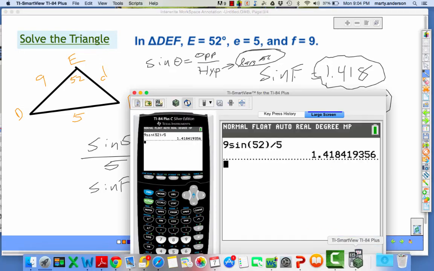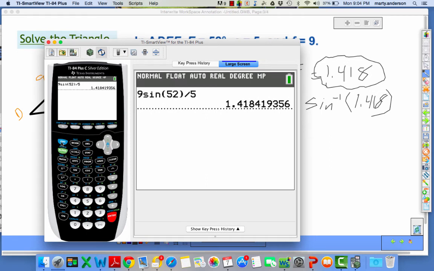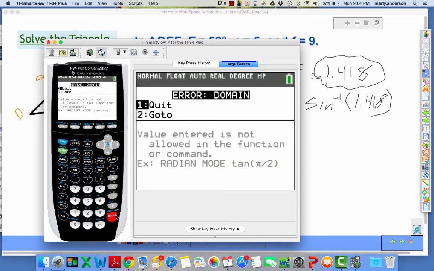So I take my calculator and do inverse sine of that answer. And your calculator freaks out at you. It says error, domain. What are domains? It's the set of all x's. My x here, what I'm taking the sine of, cannot be greater than 1. So your calculator will tell you if you've made a mistake.